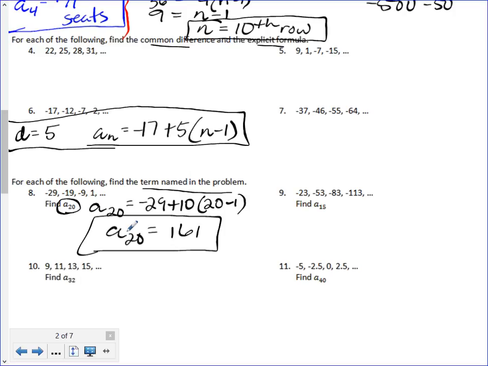Questions? Yes, come here. How did I get 5 on number 6? As I go from negative 17 to negative 12, how do I get that? You add 5. To go from negative 12 to negative 7, add 5. Go from -7 to -2, add 5. So at each step, the common change or the common difference is +5. So I made +5 my difference.